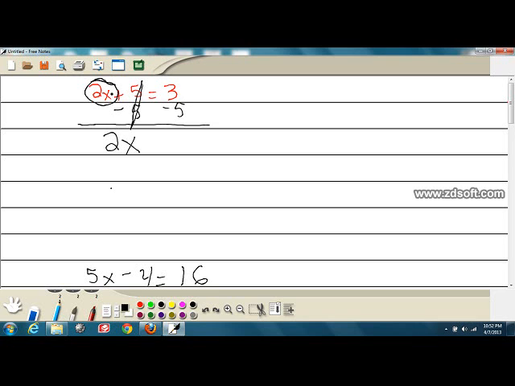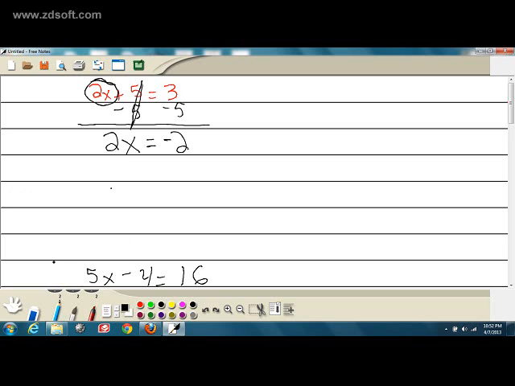So what's left? Well, the 2x is left. 3 minus 5 is negative 2. Alright, so we have 2x is equal to negative 2. Now this is kind of like the one-step equations we've done. So it's 2x is equal to negative 2.